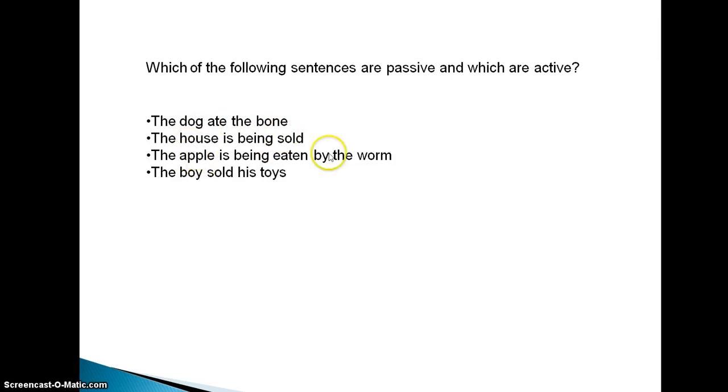And this one, again, passive. We know here who's doing the action. So the worm is doing the action to the apple. And the boy sold his toys. Again, the boy is doing the action to his toys. So it's a forward-looking action.